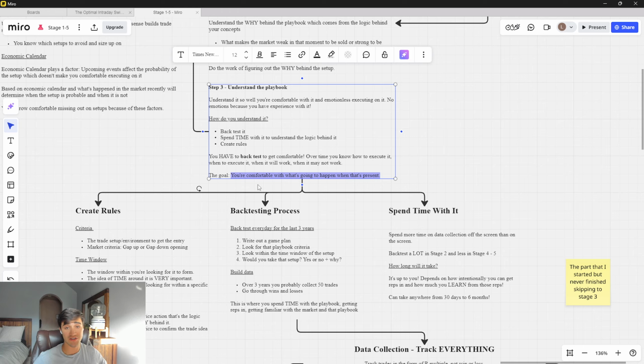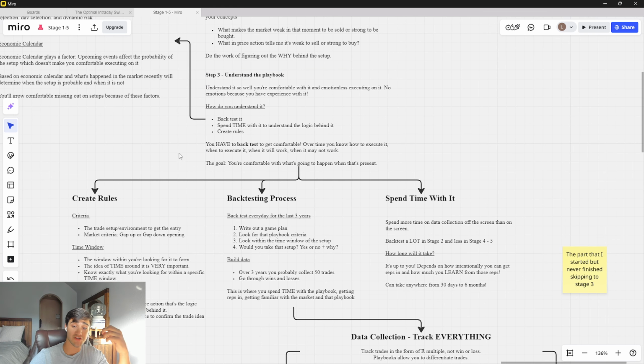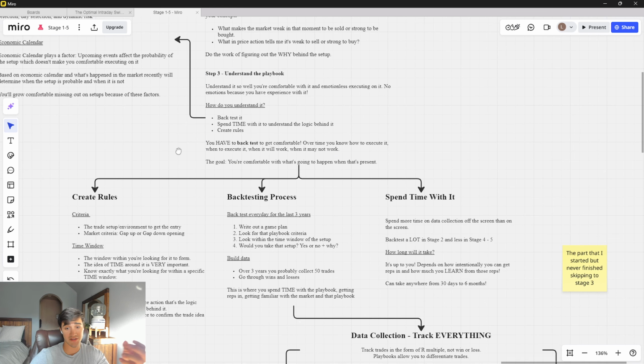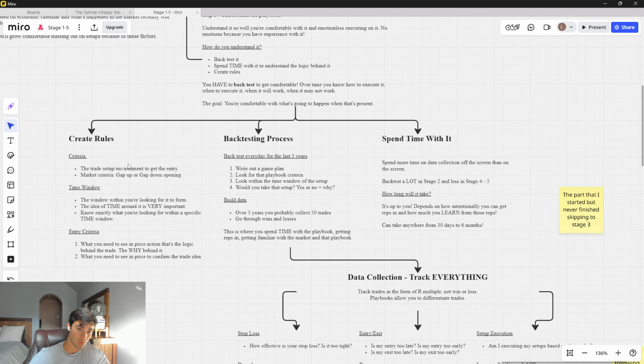Do you know why it happened in relation to the economic calendar? Do you know all these things? Because if you don't, then it's not necessarily something you can repeat. The goal is to make it repeatable. And you make it repeatable by understanding it. And you understand it by backtesting it, spending time with it, and using the database that I'm going to show you. So you need to create rules.